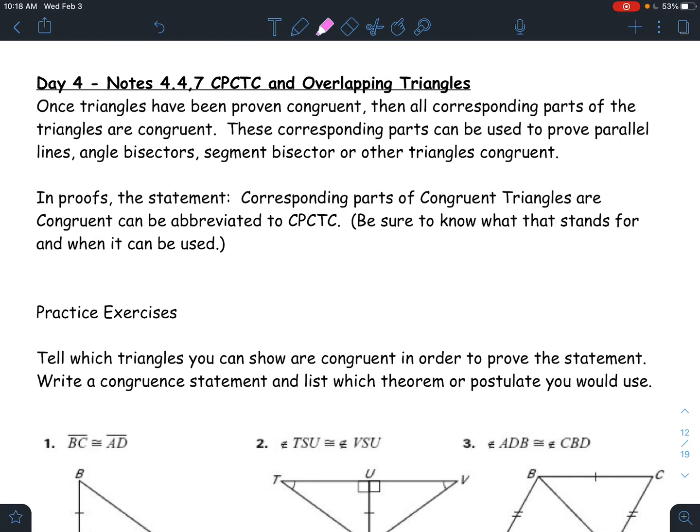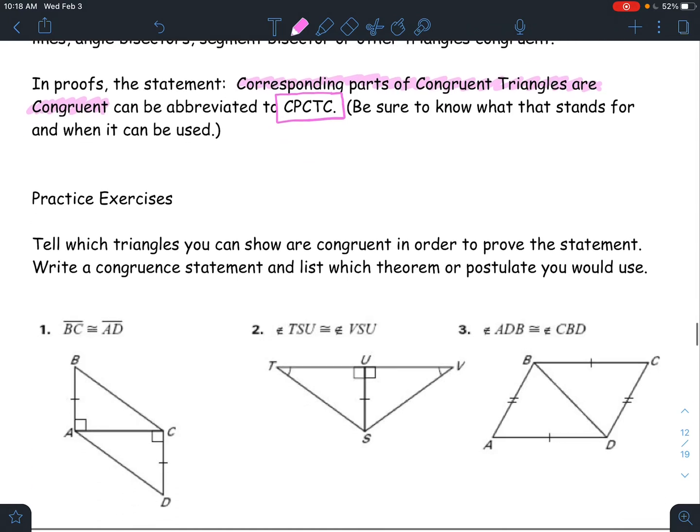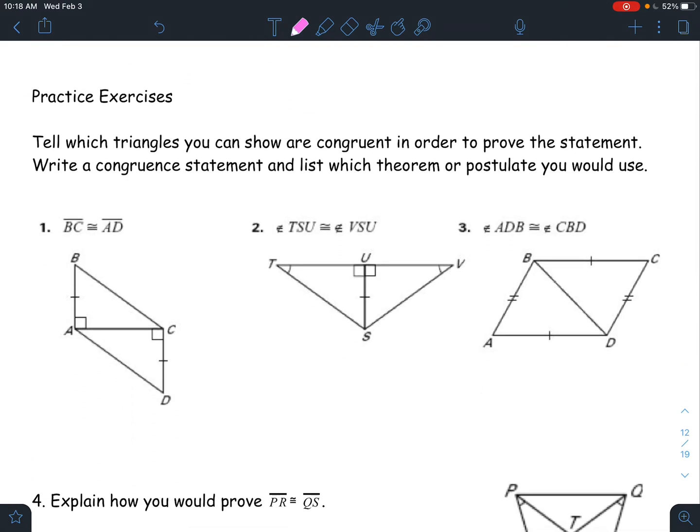So, in a proof, the statement, corresponding parts of congruent triangles are congruent, can be abbreviated with CPCTC. Now, you will probably be asked to write out what CPCTC means at some point, so just be aware of that. But as far as listing it in a proof, we're just going to focus on the letters CPCTC. Corresponding parts of congruent triangles are congruent. So what we're going to try to find here, we're going to prove some triangles congruent and then use that information to prove other things.